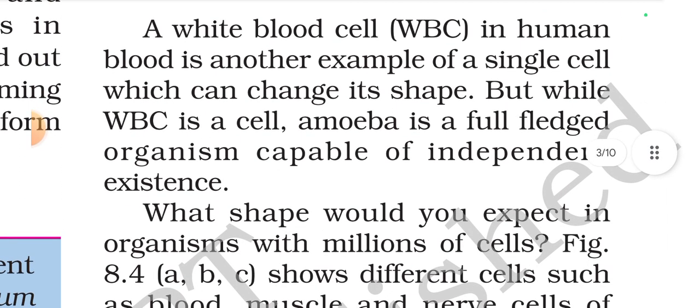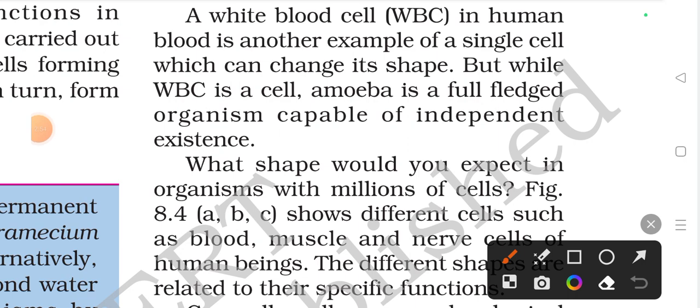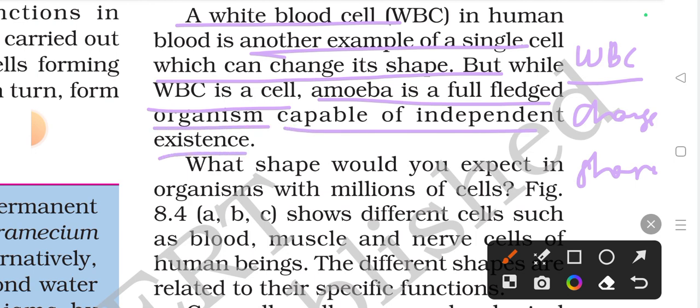Next, white blood cells in human blood. Human blood consists of various components such as WBC, white blood cells. Okay, it is another example of a single cell which can change its shape. WBC is able to change its shape. In human blood, it is another example of a single cell which can change its shape. But while WBC is a cell, amoeba is a full-fledged organism capable of independent existence.